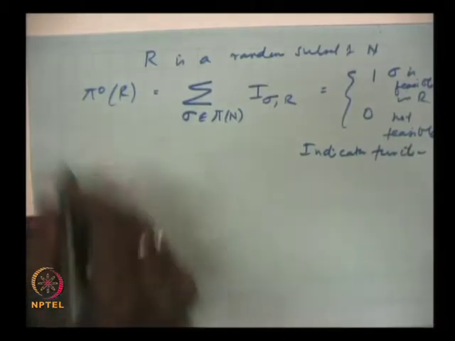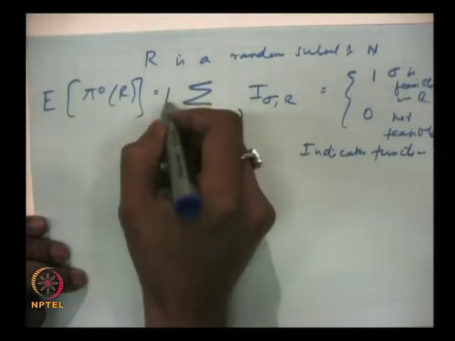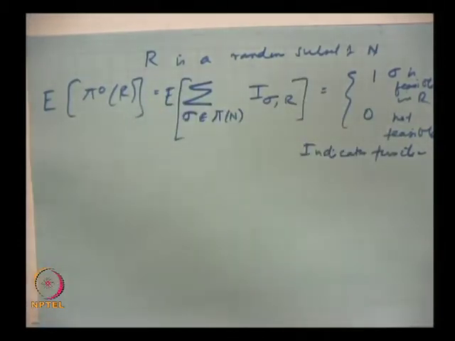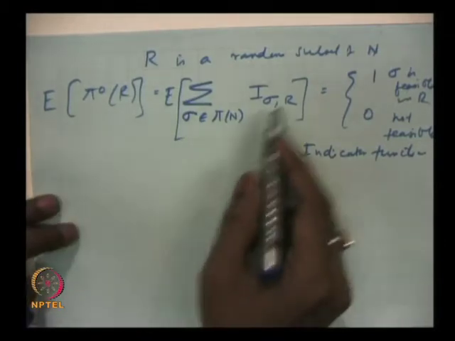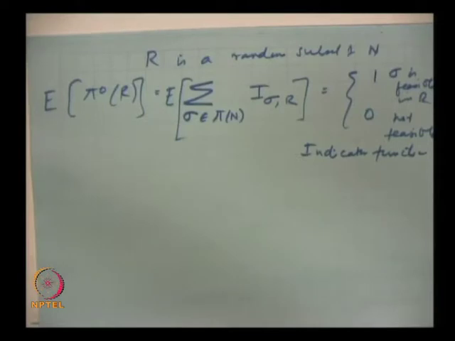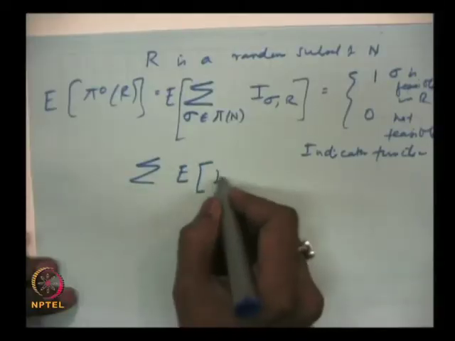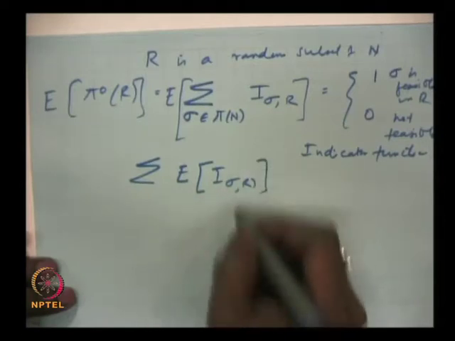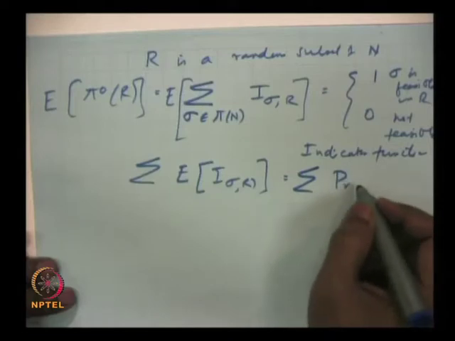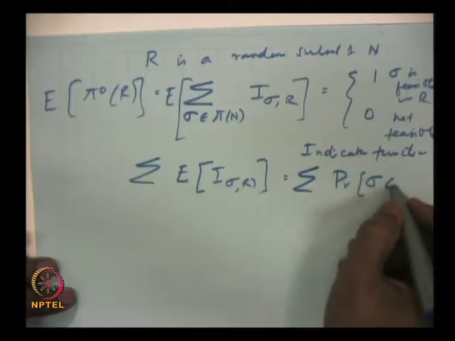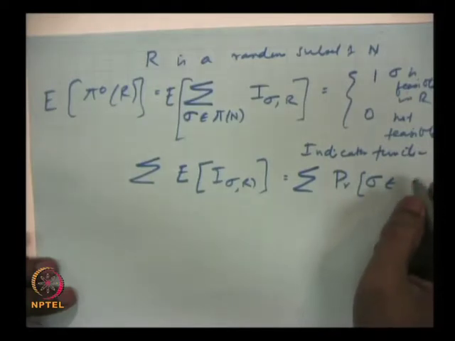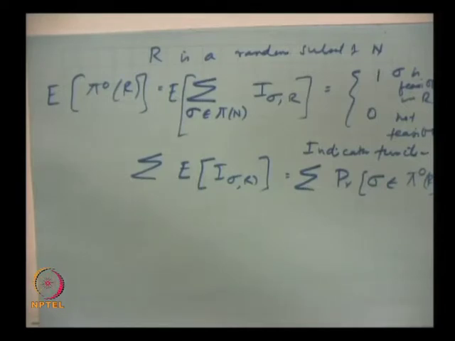Right. Now, I take the expectation on both sides. This is for a specific subset R, but I am choosing R to be a random subset, so I take expectation on both sides. Then I can expand this using the linearity of expectation, and this is nothing but the probability that sigma belongs to pi 0 of R.